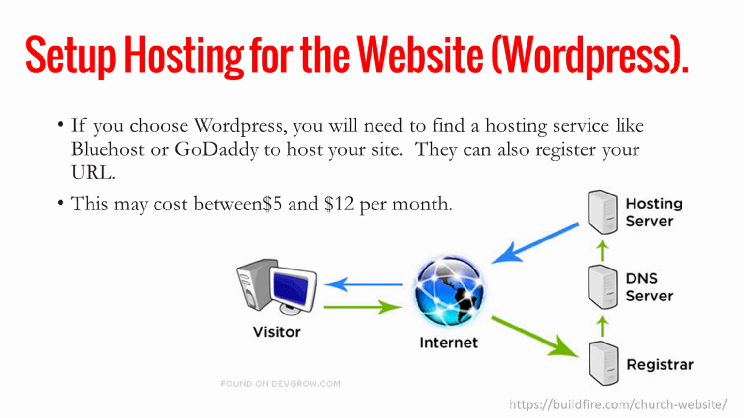The second is if you're on WordPress, you have to set up hosting. You need to find a hosting service like Bluehost or GoDaddy in order to host your site. This is the computer that your website is on, that the internet directs people to in order to find the website, and it keeps it up. The cost can be between $5 and $12. You can get some more advanced elements. Know that that's one of the expenses that we end up facing. Sometimes you can also get your hosting and your registered URL at the same place.